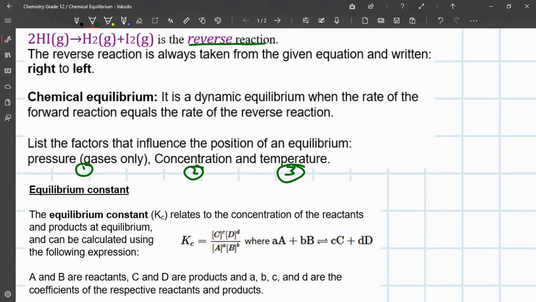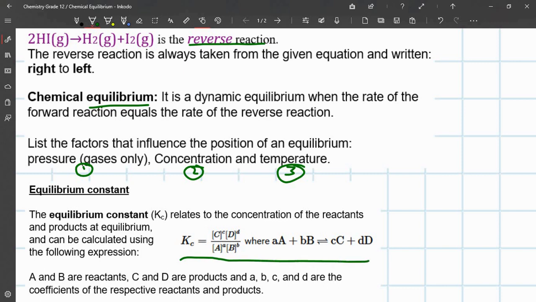Now we're going to move on to what's called the equilibrium constant. Now, the equilibrium constant relates to the concentration of the reactants and products at equilibrium. So, same chemical equilibrium mentioned above. The equilibrium constant relates to the products and reactants at equilibrium, and it's calculated as shown here.